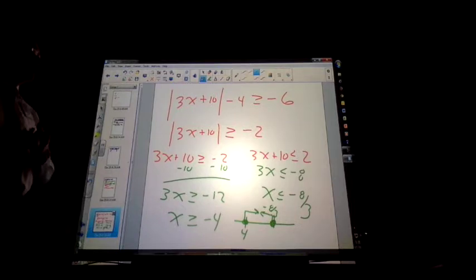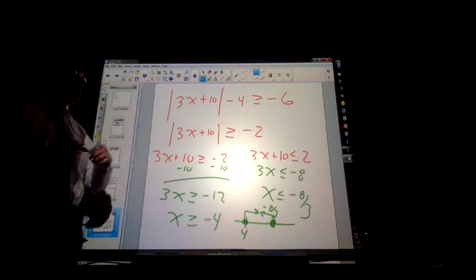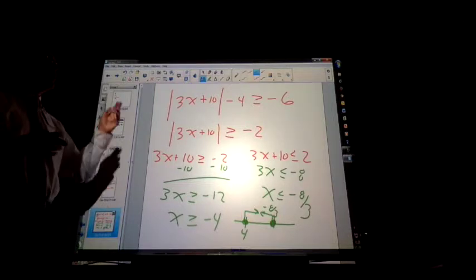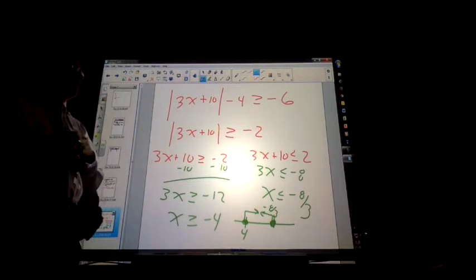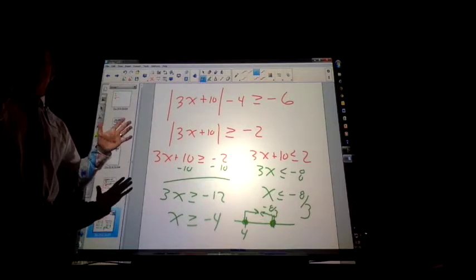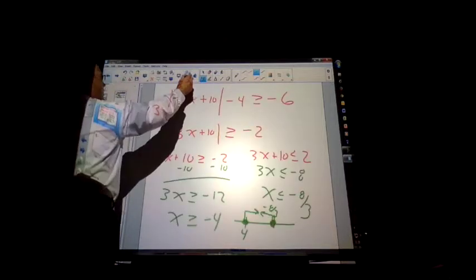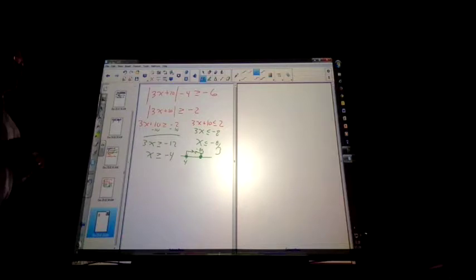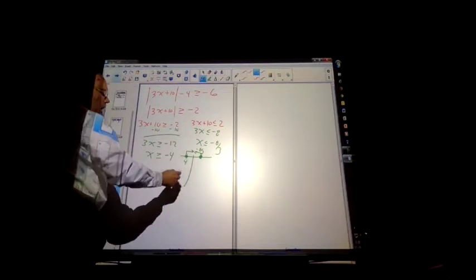Okay, let's check our second one. Take -8/3, plug it in. 3 times -8/3 is going to give me -8. -8 added to 10 is 2. Absolute value of 2 is 2. Is -2 greater than -6? Yeah. Okay, so both are going to work. It appeared for a second it might be no solution, but in this case it's not going to be. So they're shading towards each other. So this is an and problem.